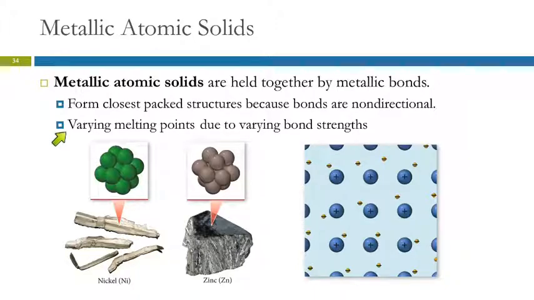The melting points here vary widely. We know that mercury is a liquid at room temperature, but many metals melt at extremely high temperatures, and so it's just kind of all over the place. Gallium's kind of neat because it's a solid at room temperature, but it'll melt in your hand.